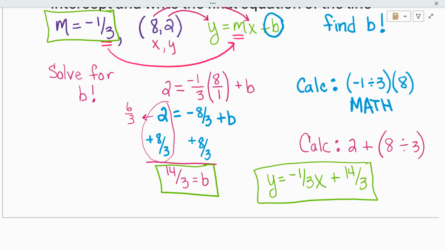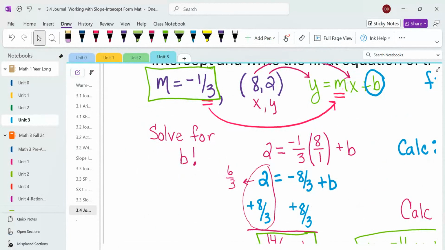Desmos. Yeah, we could put this in Desmos and look at a picture. I'm going to do that really fast just because I want you guys to see what it looks like. So I'm going to go to Desmos and input this so you can see if our Desmos graph matches our graph that we have in our journal. So we said y equals negative 1/3 x plus 14 thirds.